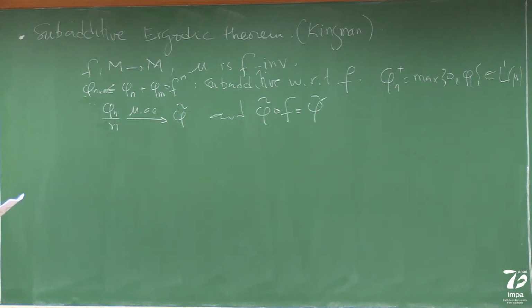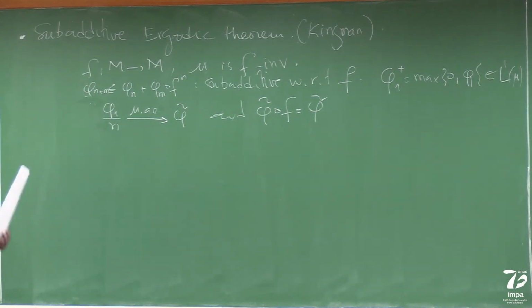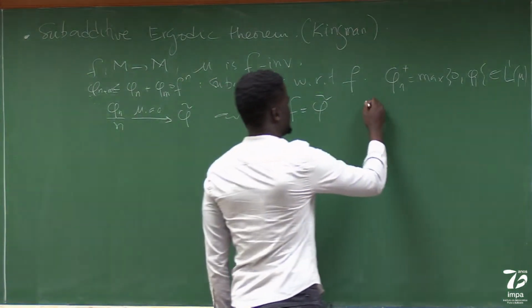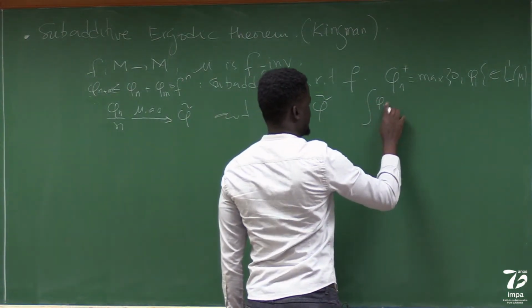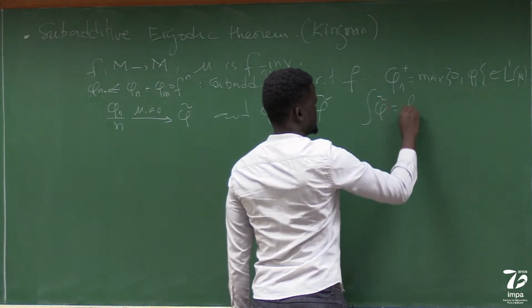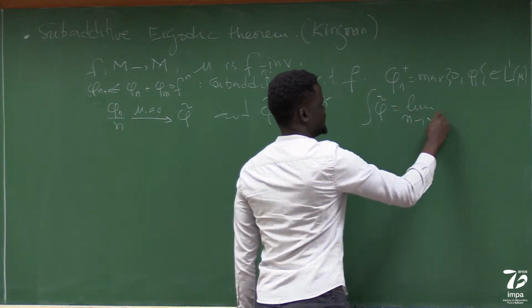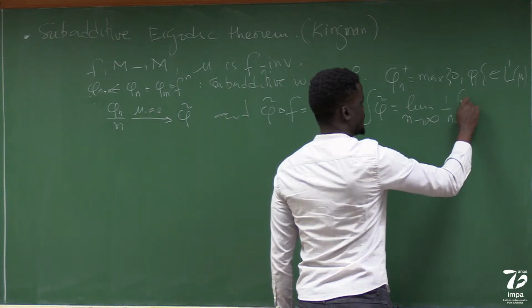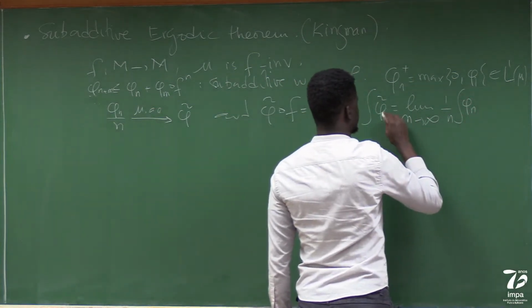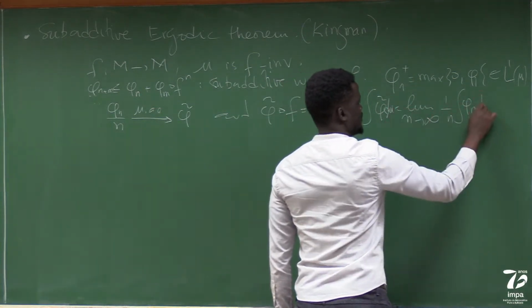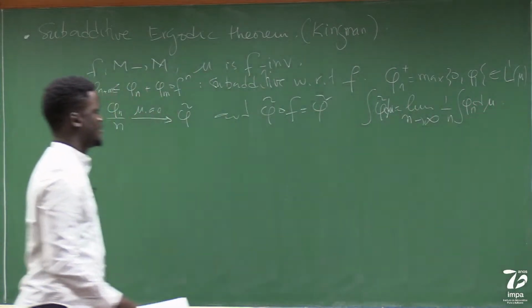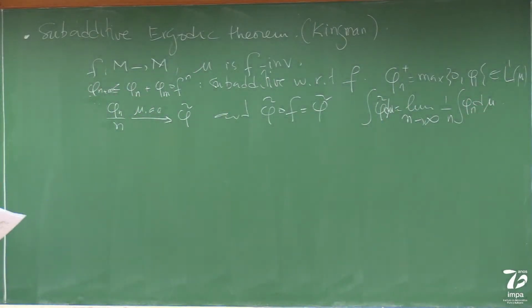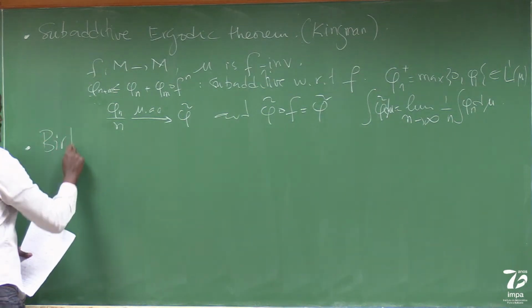Okay, and we have seen that the integral of phi tilde equals the limit, when n goes to infinity, of 1 over n times the integral of phi n d mu. So this is a very important theorem, the subadditive ergodic theorem, and it gives, for instance, the Birkhoff ergodic theorem.